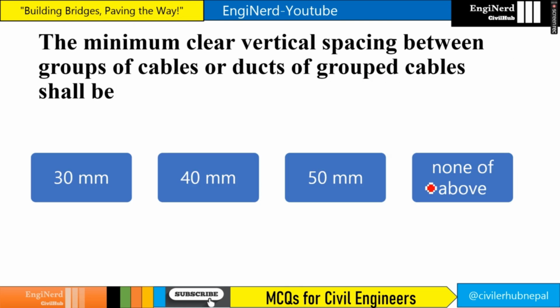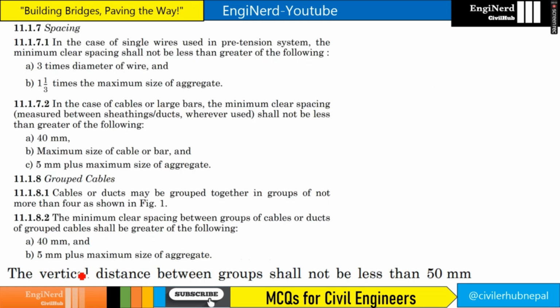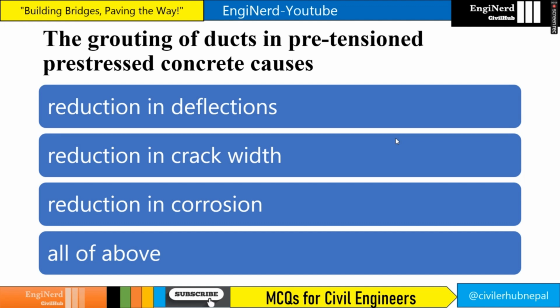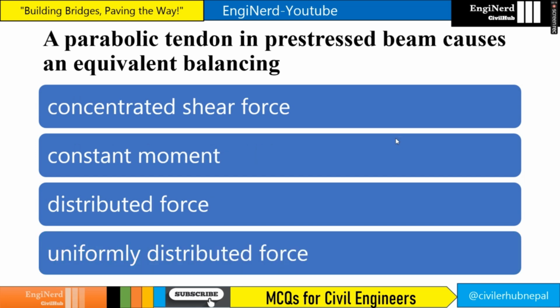Next is the minimum clear vertical spacing between. So it's asking about vertical spacing in grouped cables, right? The vertical distance between the groups shall not be less than 50 mm. So our answer is 50 mm. The grouting of ducts in pre-tension pre-stressed concrete causes reduction in deflection, reduction in crack width, reduction in corrosion, all of the above. So our answer will be all of the above. A parabolic tendon in pre-stressed beam causes an equivalent balancing what? UDL. So the equivalent balancing UDL, we already talked about this.